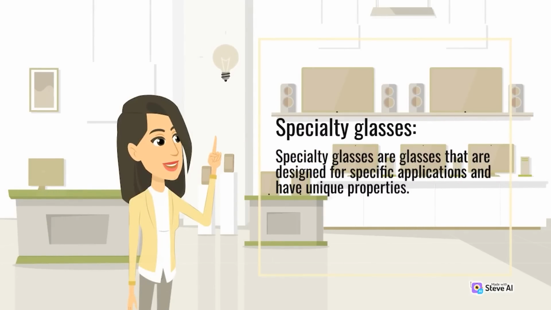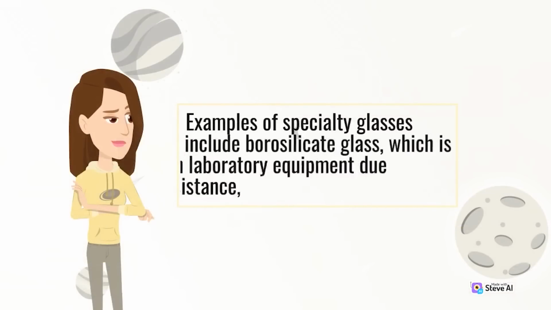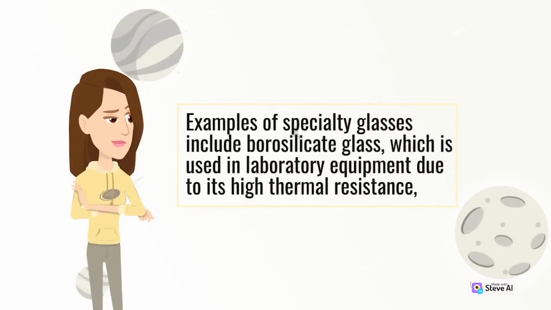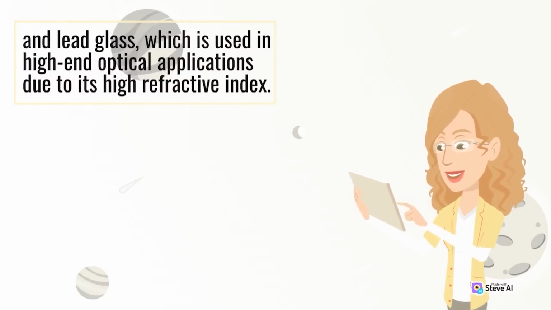Specialty glasses. Specialty glasses are glasses that are designed for specific applications and have unique properties. Examples of specialty glasses include borosilicate glass, which is used in laboratory equipment due to its high thermal resistance, and lead glass, which is used in high-end optical applications due to its high refractive index.